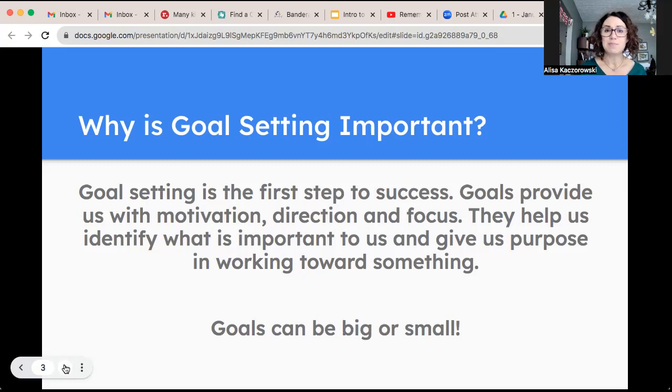Now, remember, goals can be big or small. It really doesn't matter as long as they are important to you. And it's also very normal that we have lots of goals at one time, and some may be big, some may be small, right?